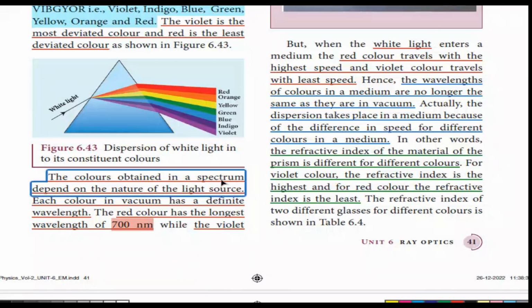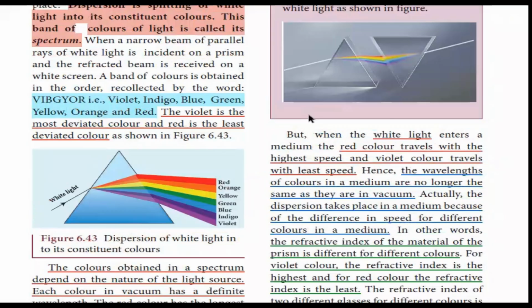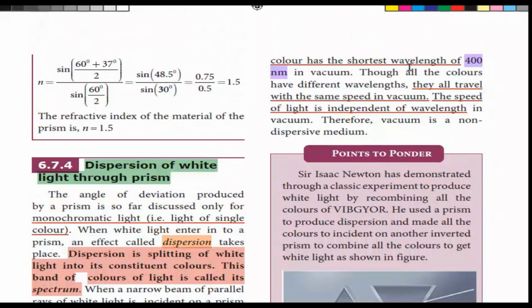The colors obtained in a spectrum depend on the nature of the light source. Each color in vacuum has a definite wavelength. The red color has the longest wavelength of 700 nanometer, while the violet color has the shortest wavelength of only 400 nanometer in vacuum. Though all the colors have different wavelengths, they all travel with the same speed in vacuum. The speed of light is independent of wavelength in vacuum. Therefore, vacuum is a non-dispersive medium.